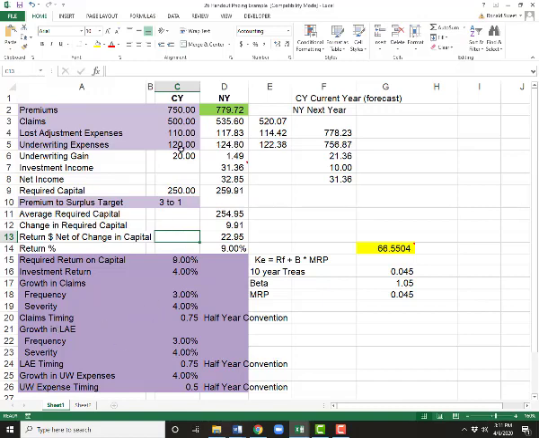And so the equation is the exact same thing. We take 120 times 1 plus the frequency times 1 plus the severity, and that's going to give us 117.83.